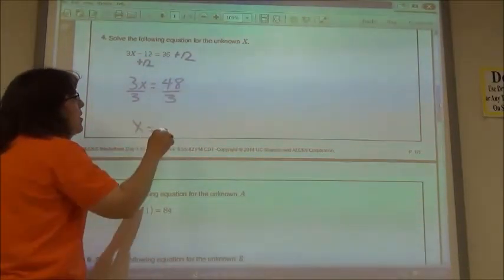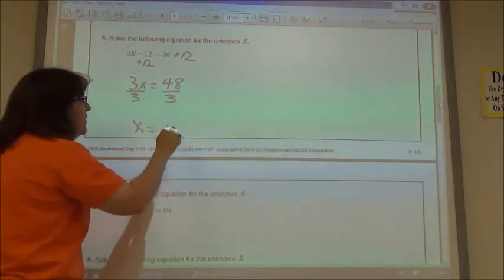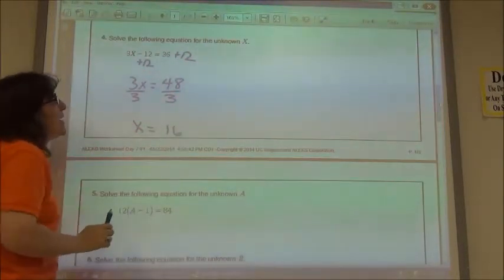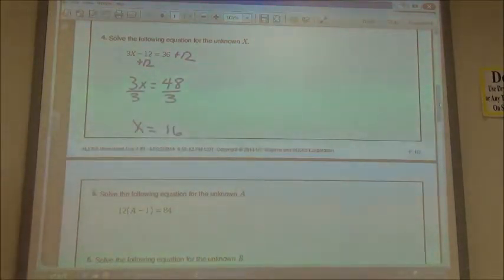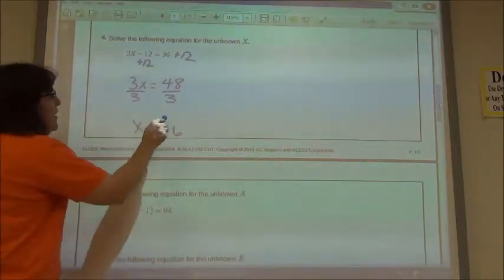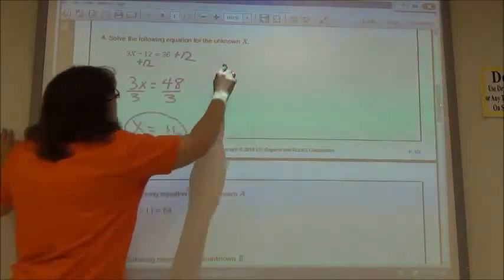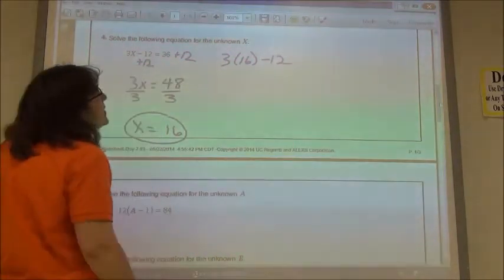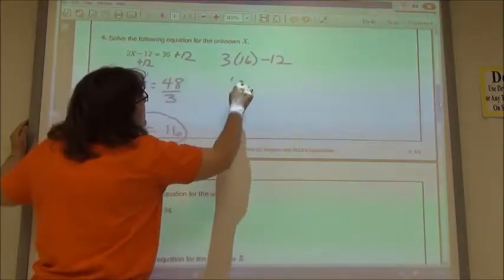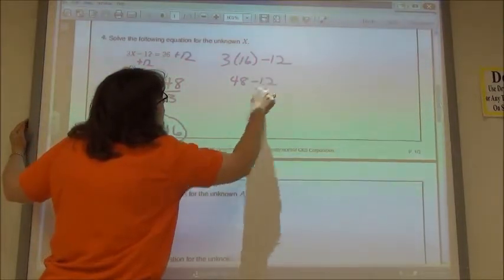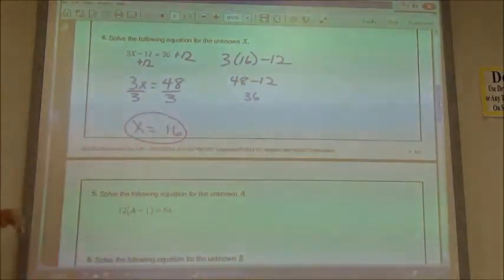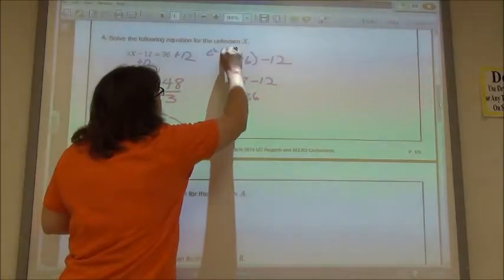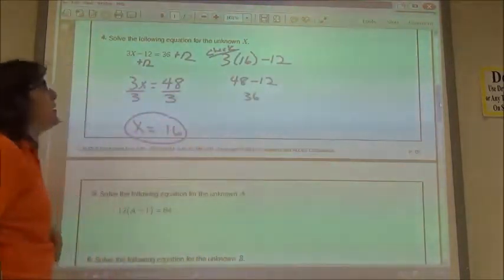3 goes into 4 one time, I have 18 left over. 3 goes into 18 6 times. So x is 16, and 16 times 3 is 48. And then if I wanted to check that out, I would say, is 3 times 16 minus 12 equal to 36? 3 times 16 is 48, and 48 minus 12, sure enough, is 36. Not that you have to check it, but if you wanted to check it.